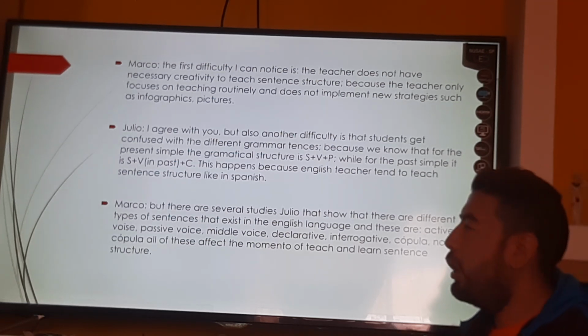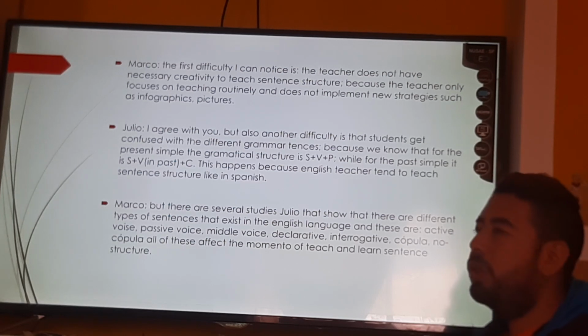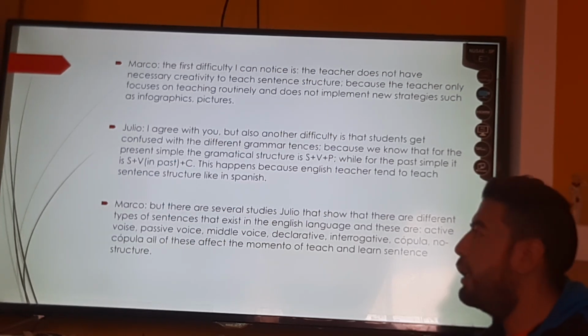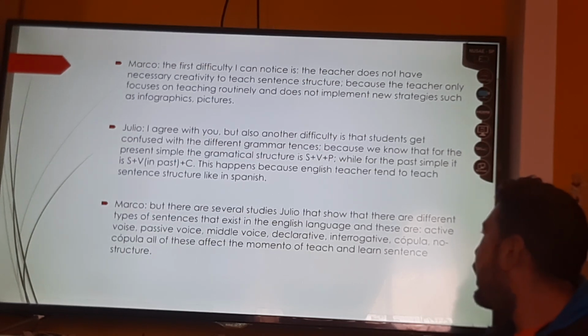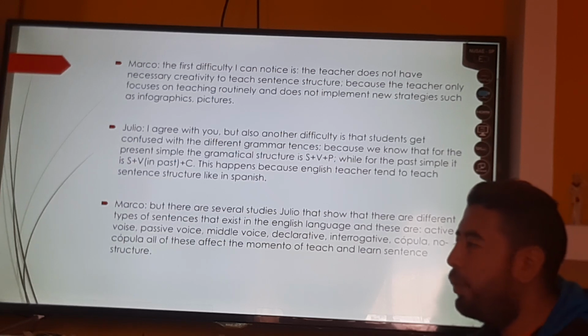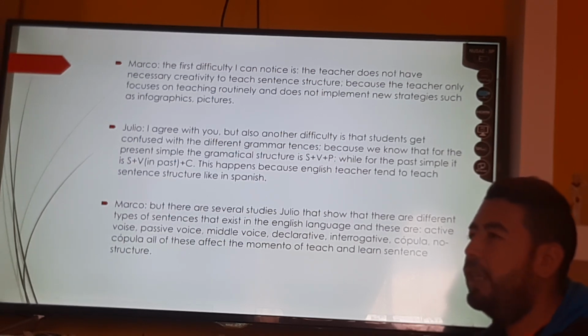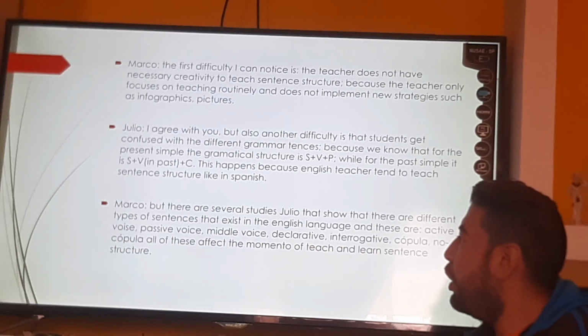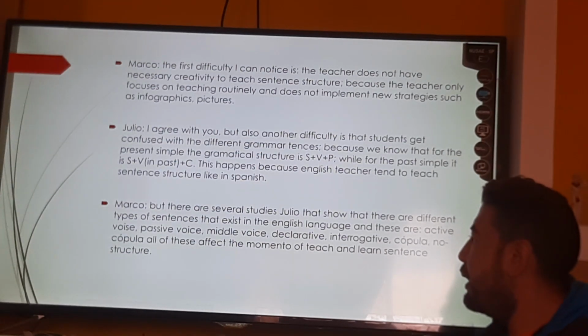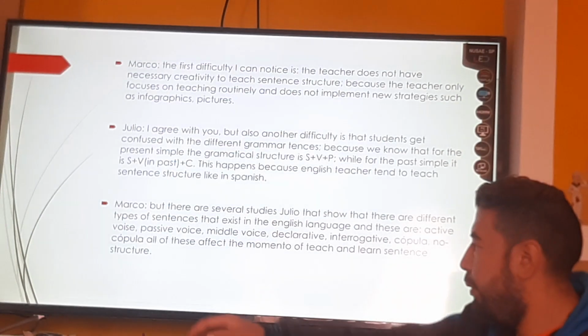Marco: But there are also studies, Julio, that show that there are different types of sentences that exist in the English language, and these are active voice, passive voice, middle voice, declarative, interrogative, copula, and non-copula. All of these affect the moment of teaching and learning sentence structure.